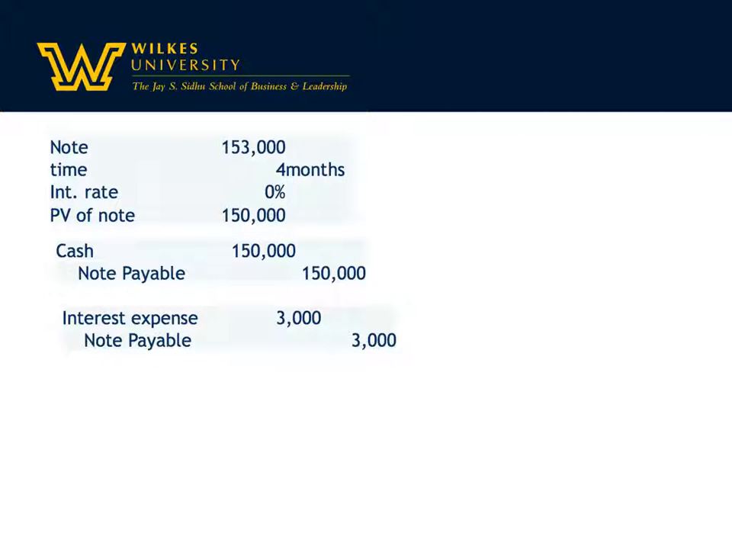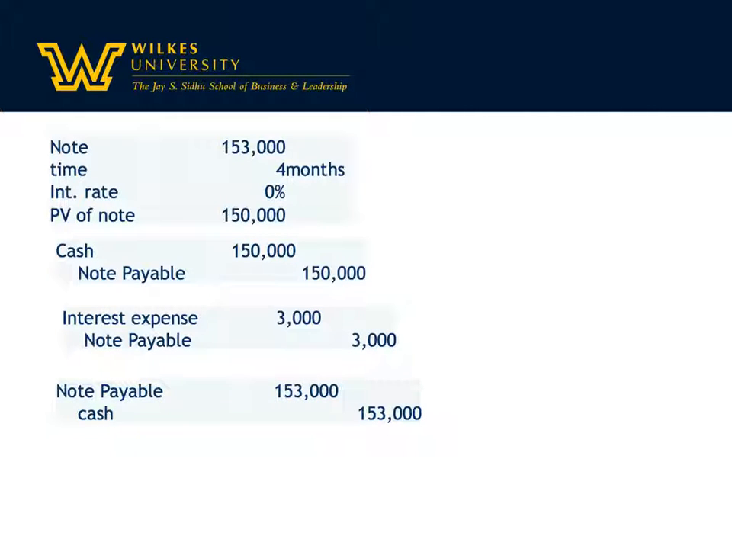When you go to record the interest expense, you know it's $3,000 because it's the difference between the value of the note at $153,000 and the present value of $150,000. So you're going to debit interest expense for $3,000, record the expense. You're going to credit notes payable because you're increasing the liability. You're now liable for the $153,000.